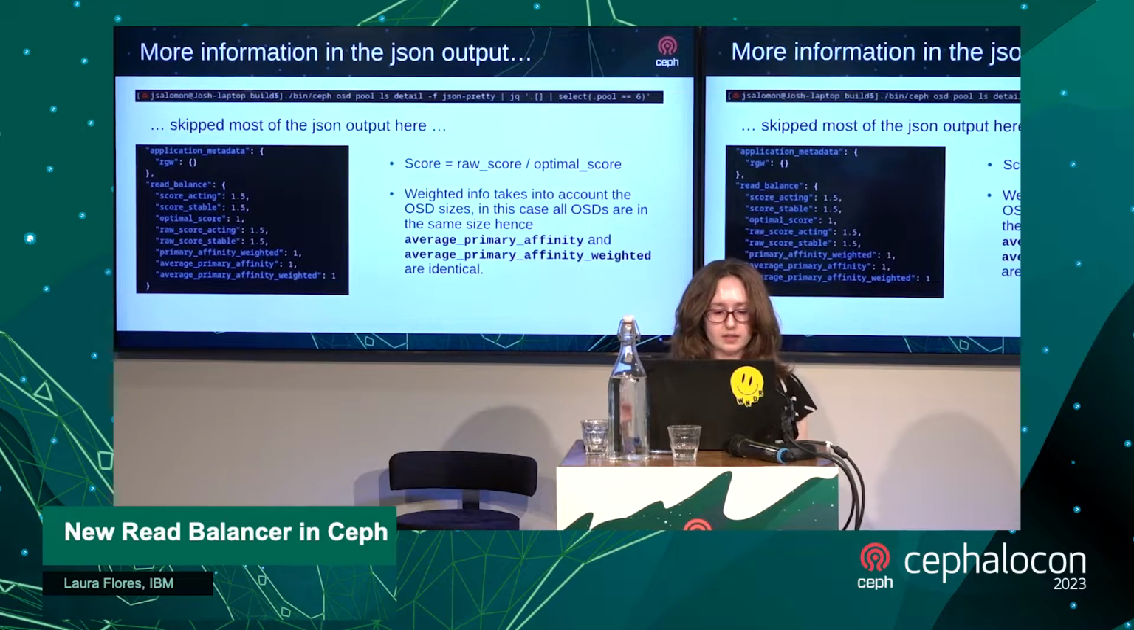So the main score you see when you run osd pool ls detail is the raw score divided by the optimal score. And again, the weighted info we added takes into account OSDs that are of different sizes. In this screen grab, all of the OSDs are the same size, which is why average primary affinity and average primary affinity weighted are the same. But if the OSDs were different sizes, they would be different numbers. And this is all in anticipation of future improvements that we'll add to the workload balancer to accommodate devices of different sizes.